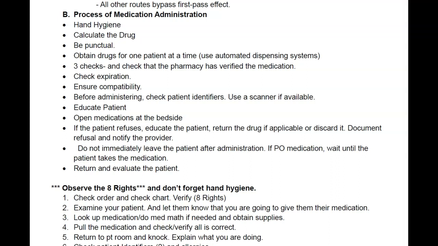This is not necessarily in order, but these are the things that need to happen. You need to calculate the drug. Part of your job as a nurse is to make sure that you're giving the correct dose, the correct amount of drug. Be punctual. Again, it needs to be given at the right time, at the right frequency. If you don't give it on time, it can affect the effectiveness of that medication. Can you imagine an antibiotic?